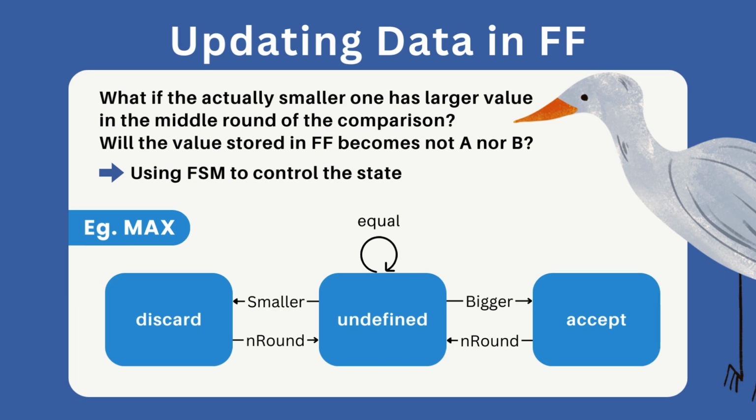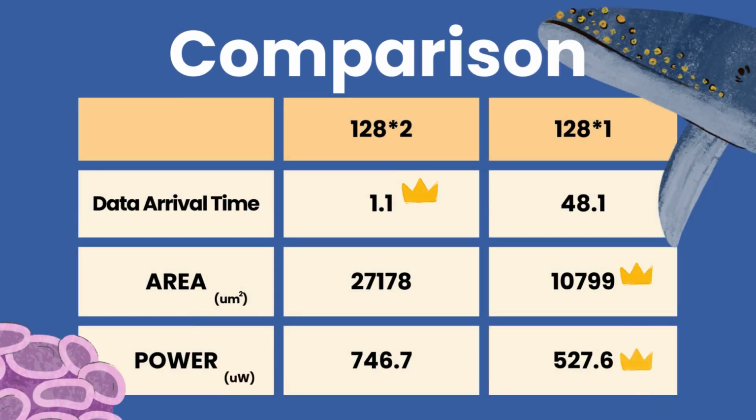For example, for maximum, at first it will stay at the undefined state. If it is equal, it will stay stuck at the undefined state. And if it is bigger, then it will jump to the accept state and stay stuck there until the round ends, and then it will go back to the undefined state. And if it is smaller, then it will go to the discard state and also stay stuck there until the round ends.